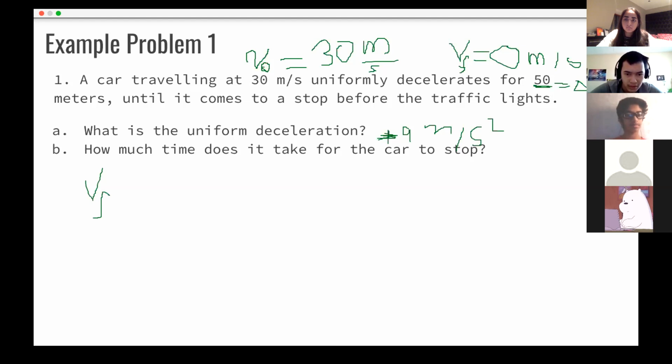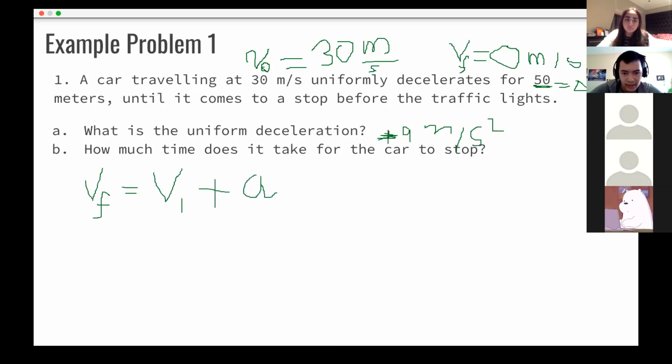So for our next problem, we can use VF equals VI plus AT. The reason why is because now we have acceleration and both velocities. Because VF is 0, we could just say negative VI is equal to AT, or T equals negative VI over A.